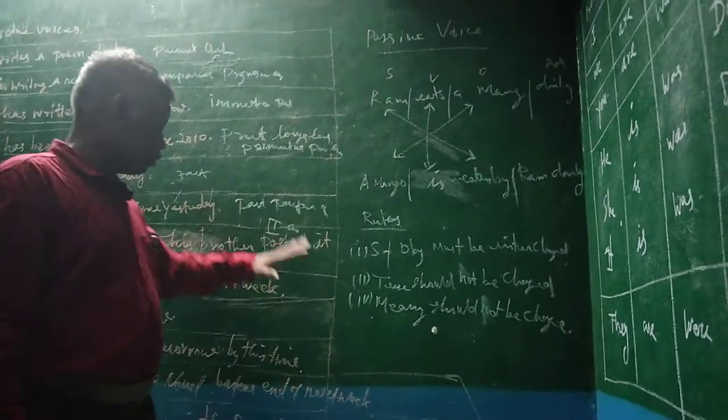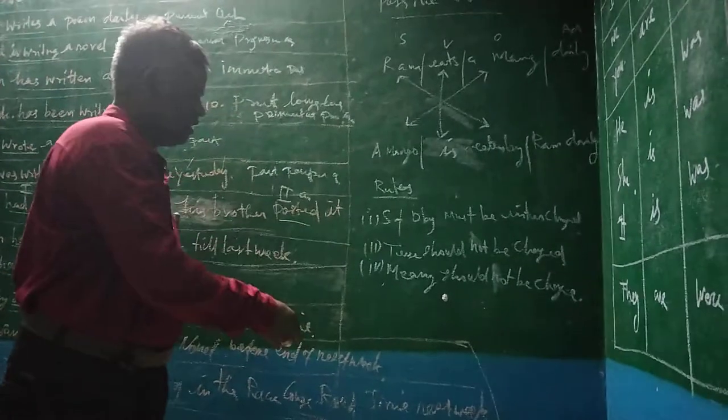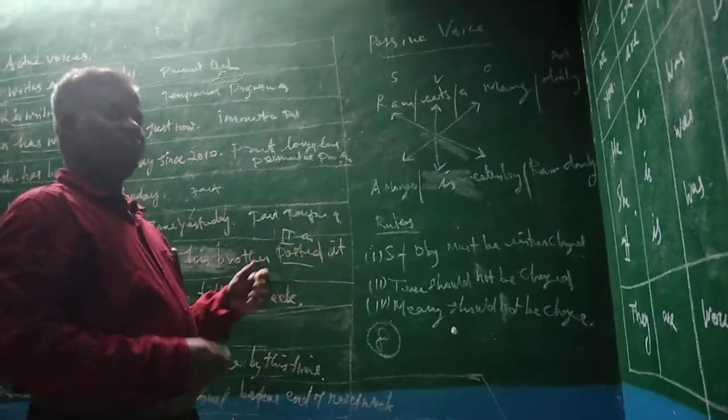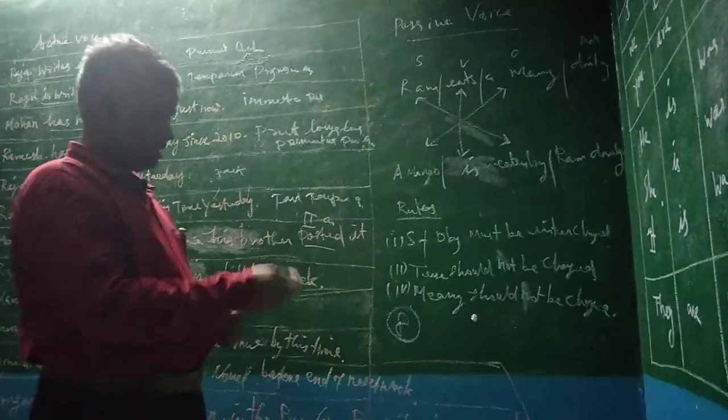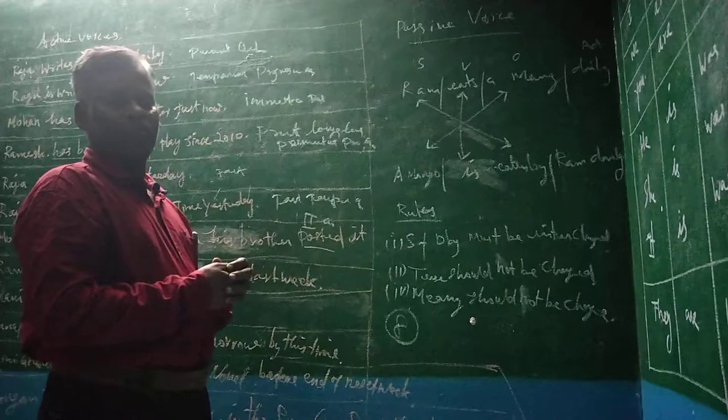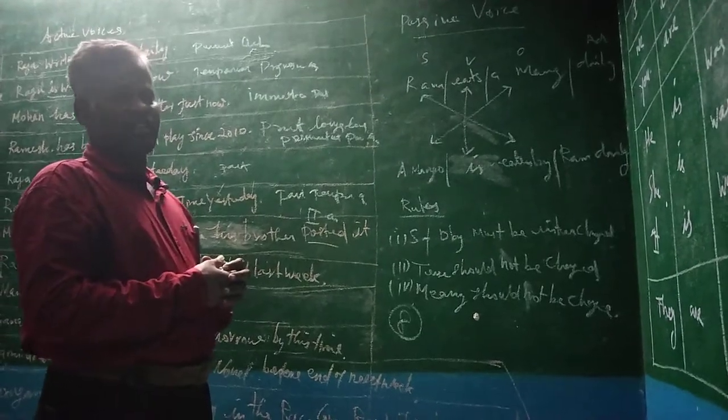And we have 12 active voices, but only 8 passive voices. What are the things we can make passive voice? What are the things we cannot make passive voice? As far as the convention of the British people, we will come across that in the next session.